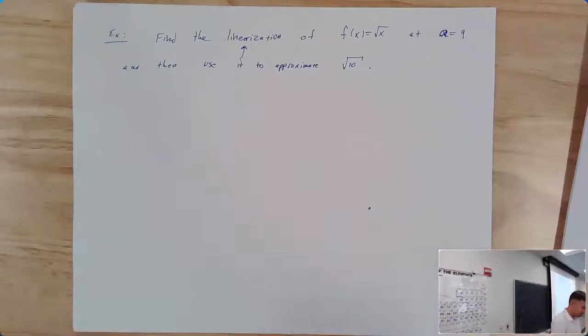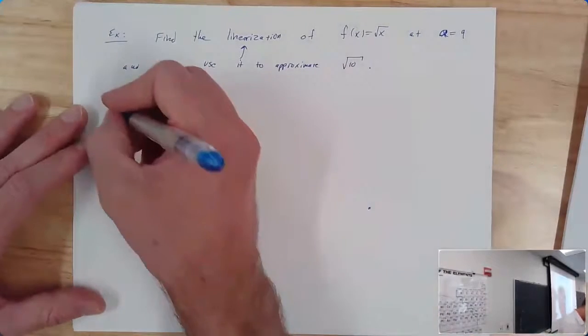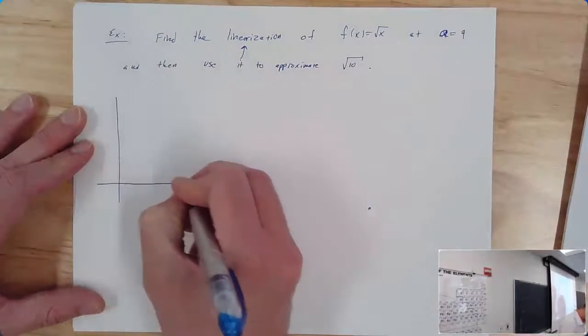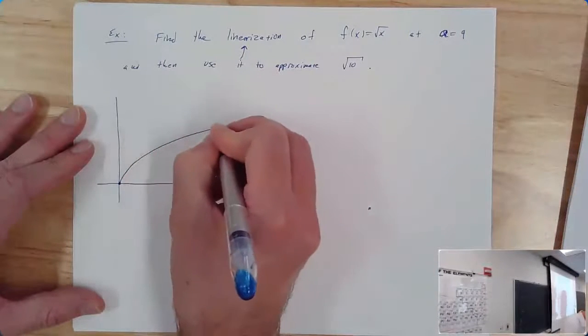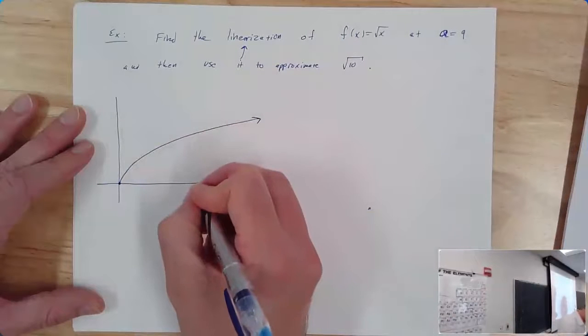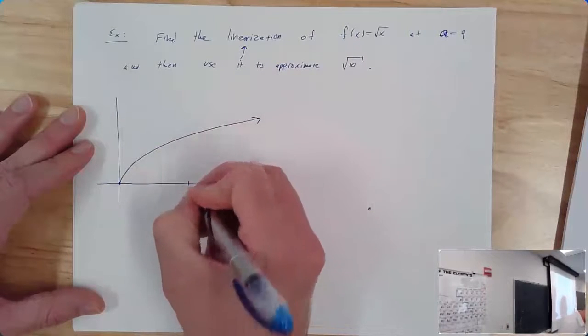So let's do it. First of all, let me draw a picture and draw a decent square root function. And let's pretend like 9 is right about here.